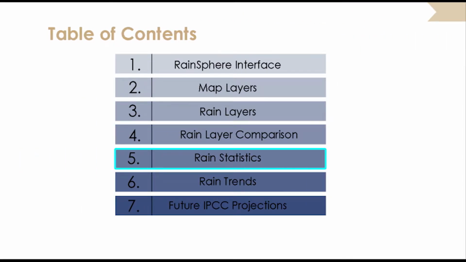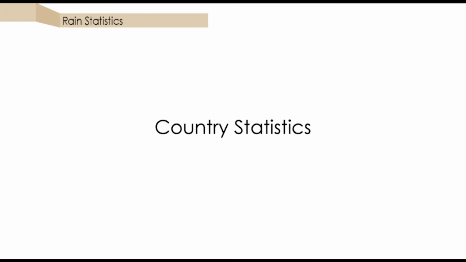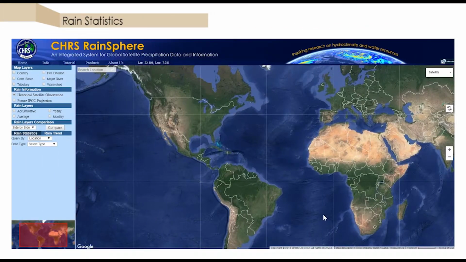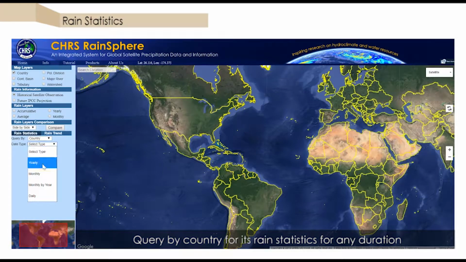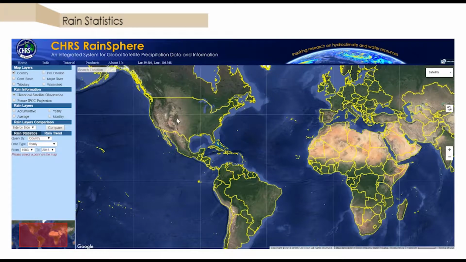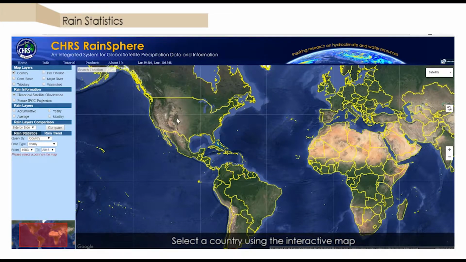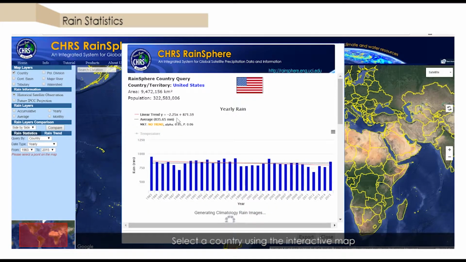The automated statistics capabilities of Rainsphere is one of the most powerful features of the system. Let's start with an example of querying annual statistics for a country. Under our Query By menu, we select Country and a yearly date type. Let's go ahead and select the entire historical period for evaluation. Now we click on a country using the interactive map and see the automatically generated report with basic statistics.